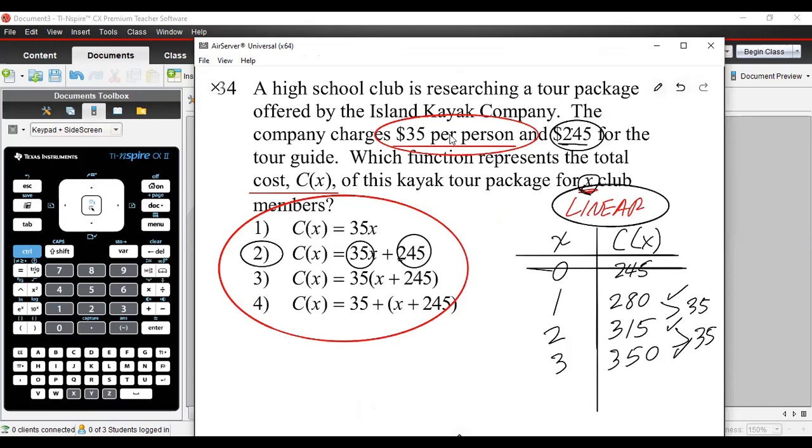So basically, whenever you see a word problem like this, just take what they give you and make a small table. You really only need 2 points, but if you really understand it, go ahead and give me 3. 1 person plus the tour guide is going to be 280 total cost. 2 people plus the tour guide is going to be 315. 3 people plus the tour guide is going to be 350. Once I get this table, I can just use the spreadsheet to help me come up with the actual equation. And it would be number 2.